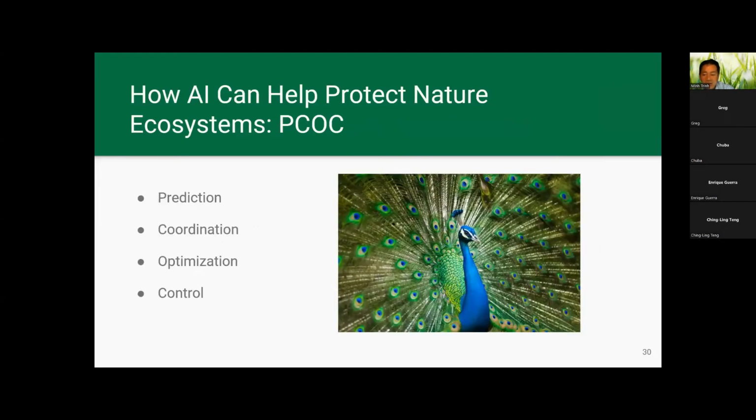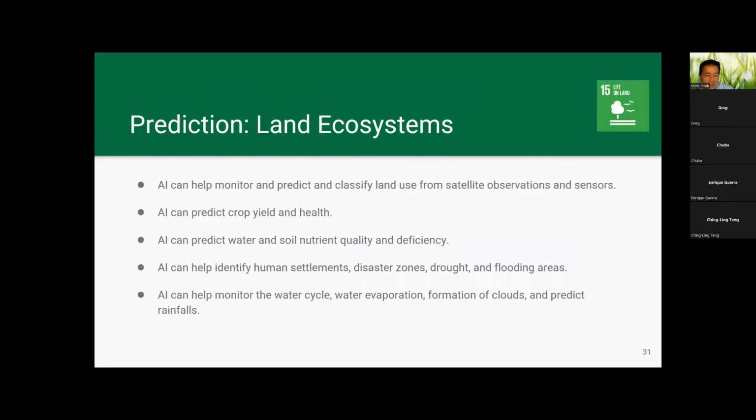So how can AI help, right? You see a lot of issues to solve, and AI can definitely help. I'll give you some general ideas, and we'll go over 3 case studies towards the end. For land use, AI can help monitor, predict, and classify land use, and we'll see an example of that, from satellite observation or sensors, right? So you use the land for forest, for crops, for farming, and so on. AI can help with crop yields and health, right? Assess the crop yield. We've seen an example in the lecture on hunger.